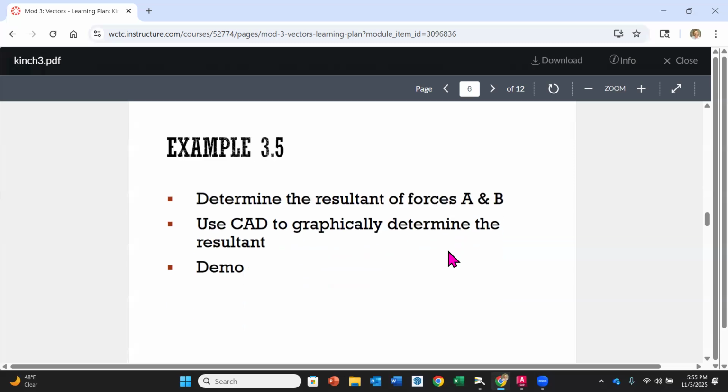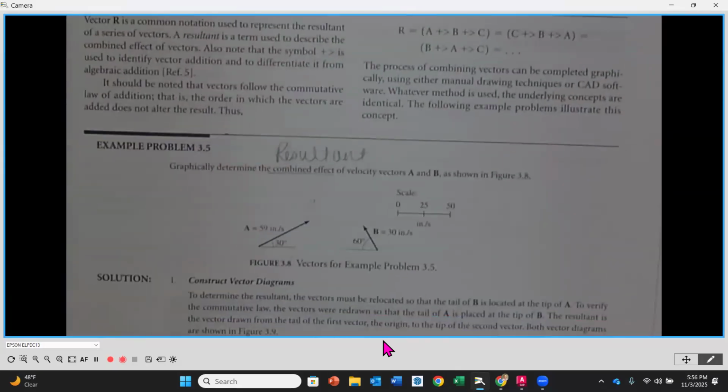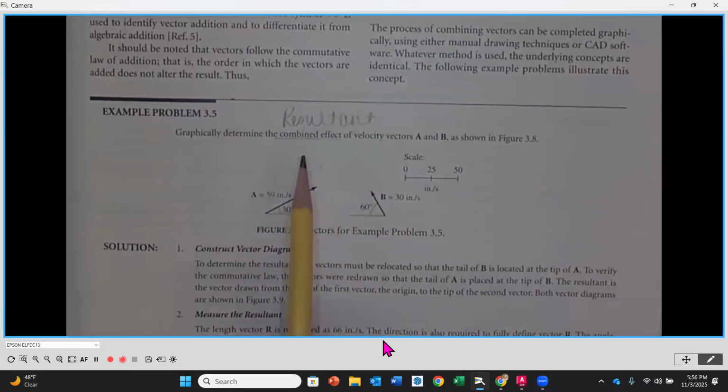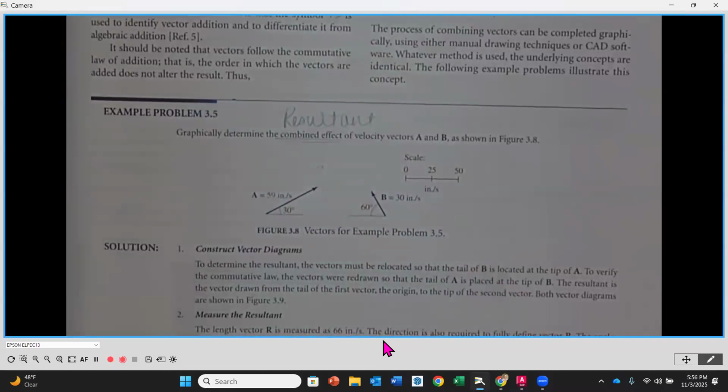So let's do a little practice on vector additions in the first couple examples that we have here. Our first example is going to be 3.5, found on page 49. I'm going to erase some of my notes I made earlier today. So page 49, example problem 3.5. It says here, graphically determine the combined effect of vector velocities A and B. What that means, combined effect, is find the resultant. Okay, that's what it wants to know. So find the one force that can replace these two and have the same net effect on the body.